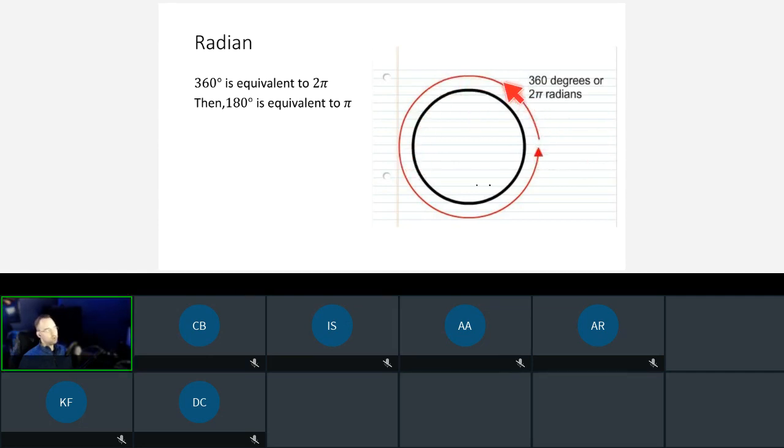What's a quarter? How many degrees would be a quarter rotation? So from this point up to here, how many degrees is that? 90 degrees. And the radians? Pi over 2. Yep.